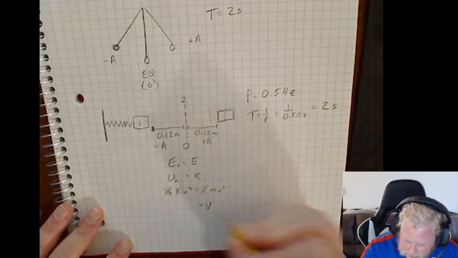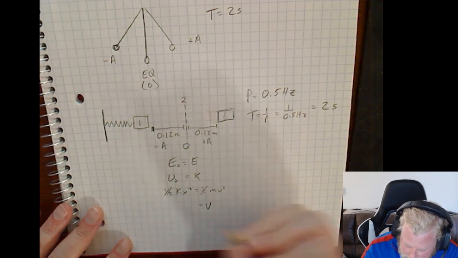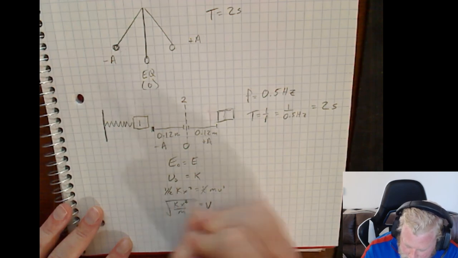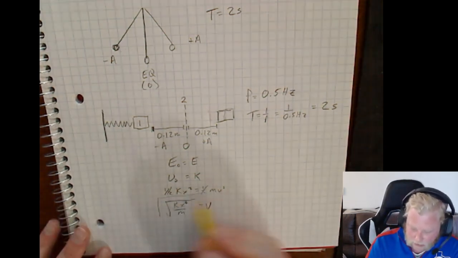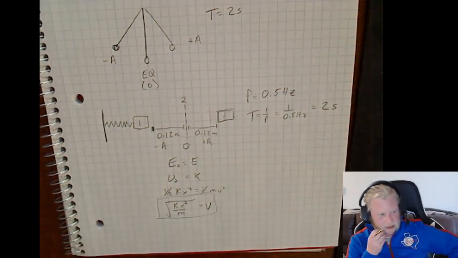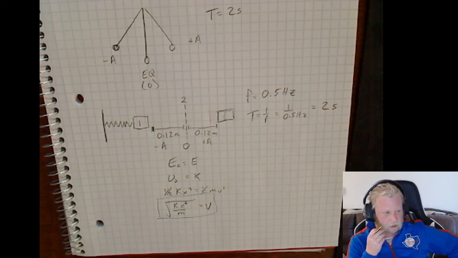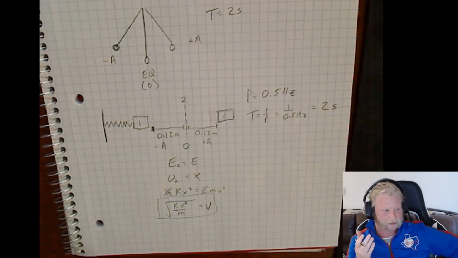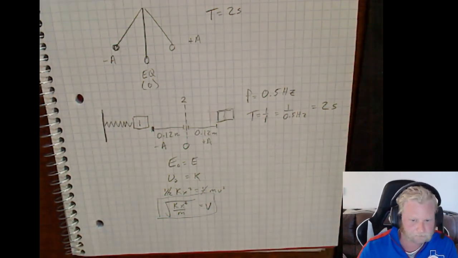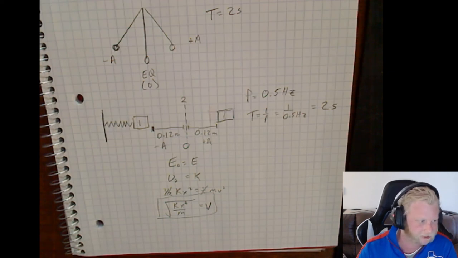So if we were to solve for v, you'd get the square root of kx squared over m. Now, obviously we don't have enough information here to solve for v, but that's where the equations that I'm going to introduce in the next video will come in handy. These equations will allow you to solve for maximum speeds, which this would be your maximum speed, given your frequency and your amplitude. So we'll cover those new equations next video.